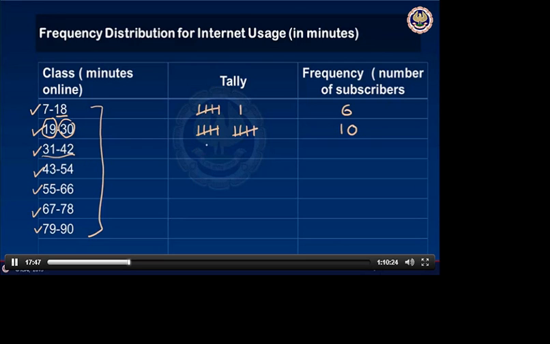Then we'll do it for 31 to 42. When we count, we find there are 13. 10 will represent this, and then there are 3 more within this category. So there are 13 subscribers who have browsed the net between 31 to 42 minutes. Then between 43 to 54 minutes, when we look at the data, we find there are 8 such subscribers. And between 55 to 66, there are 5.